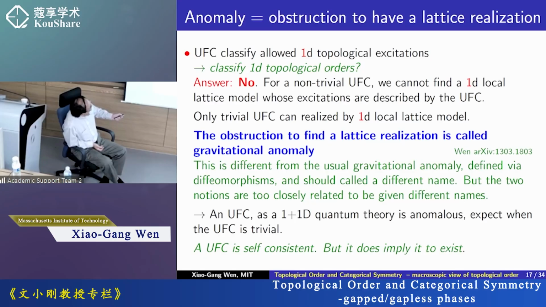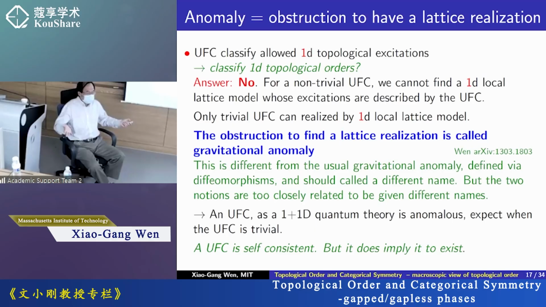Therefore we can imagine the fusion category is like a quantum field theory. It describes a low energy effective theory. So basically here we say that the fusion category is not realizable, like saying the quantum field theory has no UV completion. Using that language.